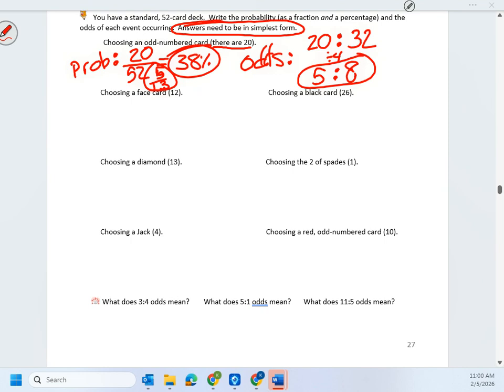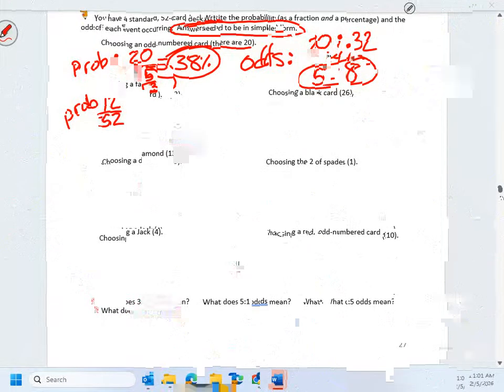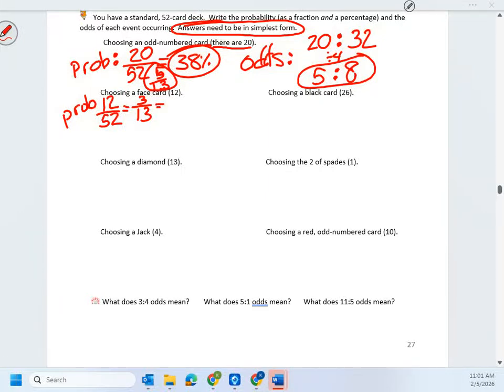Let's look at our next one. Choosing a face card. What is the probability? What is our first fraction before we simplify it? What's the first fraction we would write? Finley? 12 over 52. 12 successful out of 52. What is that simplified down? Laurel? 3/13. I divide that scale factor of 4 out and I get 3/13. What is that percentage? Laurel? 23%.